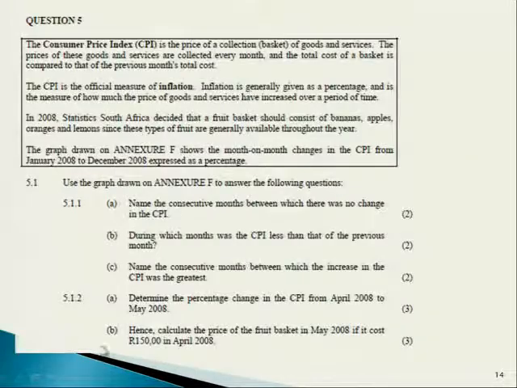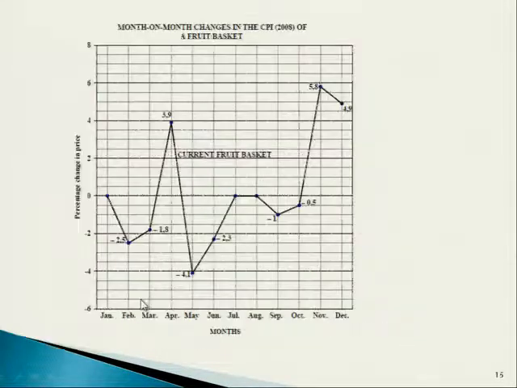Now the next question, if I look at question 5.1.2, determine the percentage change from April to May. So let's go to the graph, the percentage change from April to May. How much was it in April? It was 3,9. How much was it in May? Minus 4,1. Because all the units are already in percentage, I can just subtract them from each other and say it is minus 4,1 minus 3,9, and that gives me minus 8.